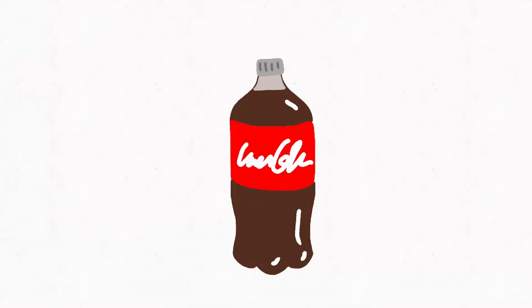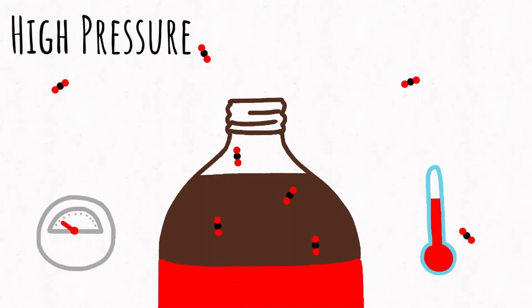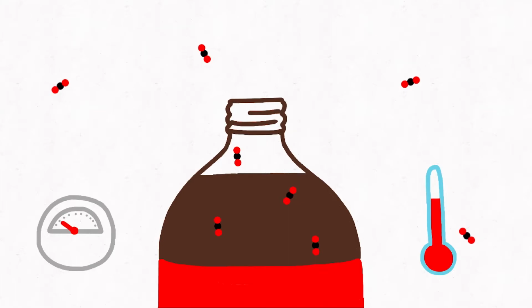Now, you might be like, how can you dissolve more than you can dissolve? Here's where it gets interesting. The amount of carbon dioxide that water can dissolve depends on temperature and pressure. Soda is carbonated under high pressure and low temperature because this increases the solubility of carbon dioxide in the soda.